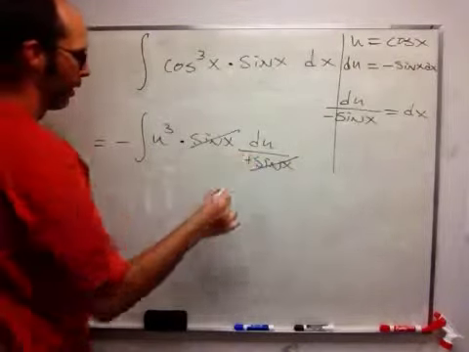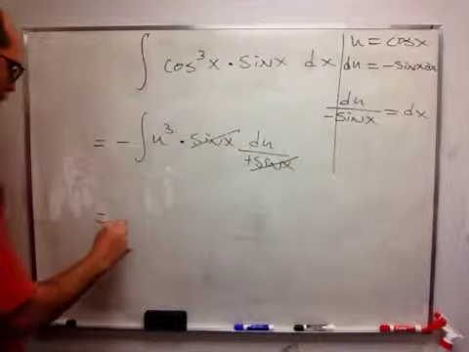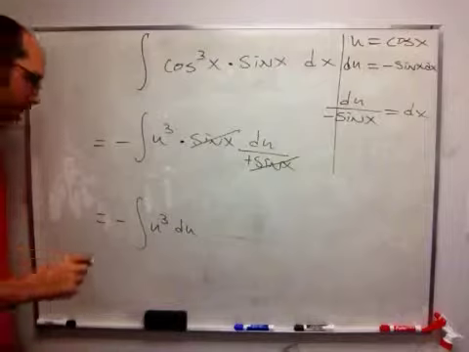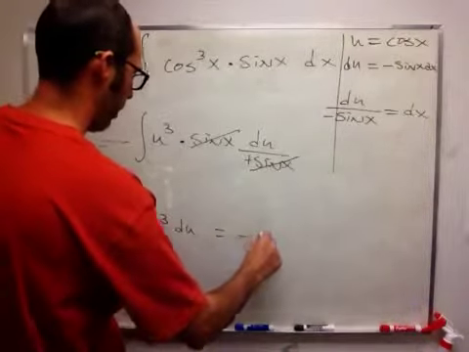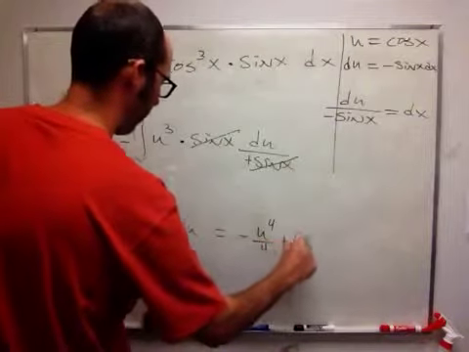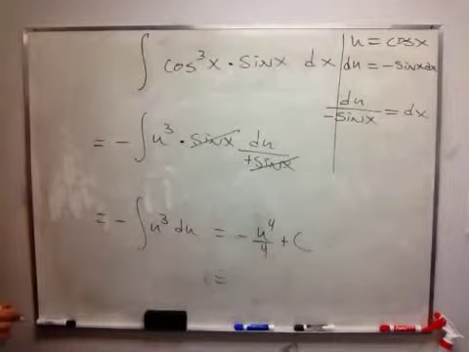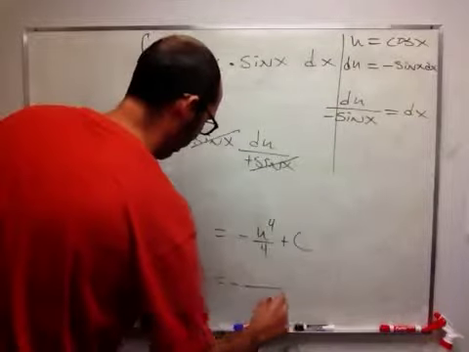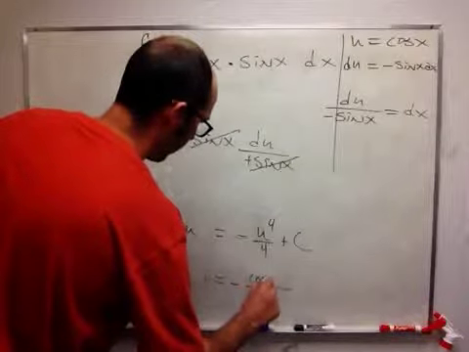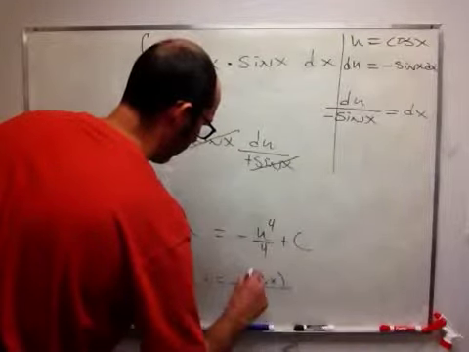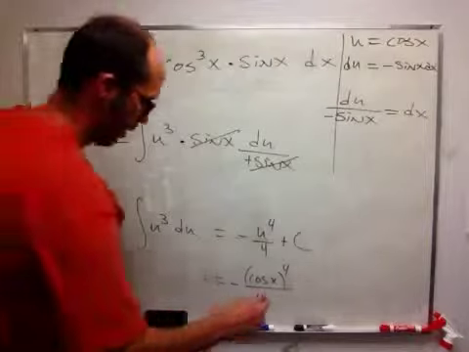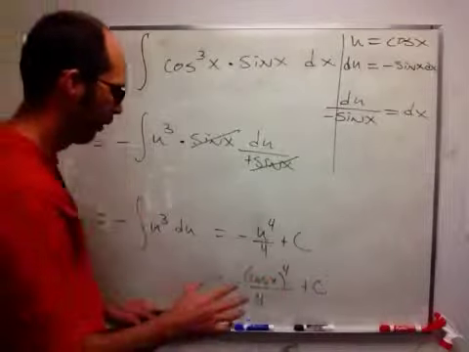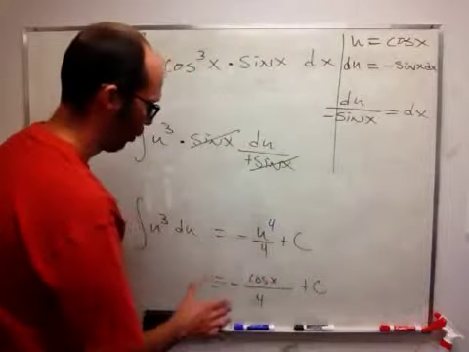There's a negative. Pop that negative out to the front. So now we have negative integral u cubed du. Easy to take care of now. U to the fourth over 4 plus c. See, my u was cosine, so negative cosine x to the fourth plus c. If I write cosine x to the fourth, another way to say that is cosine to the fourth x.